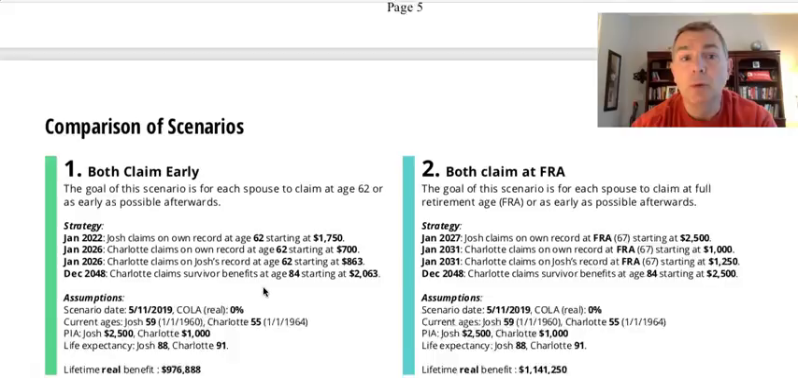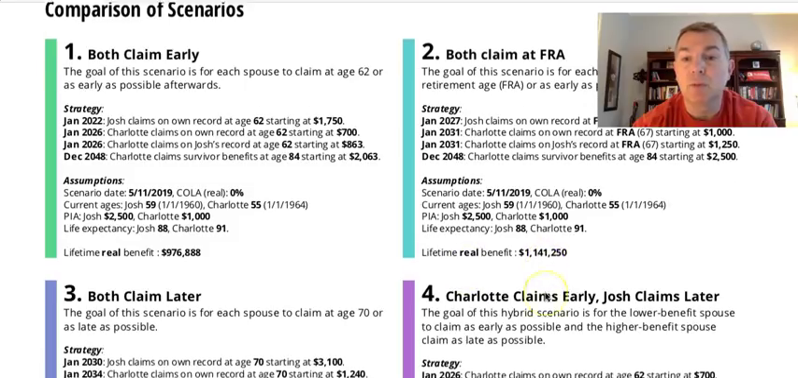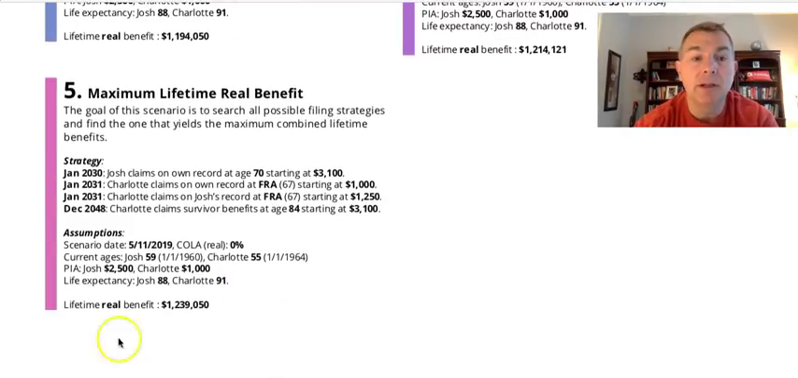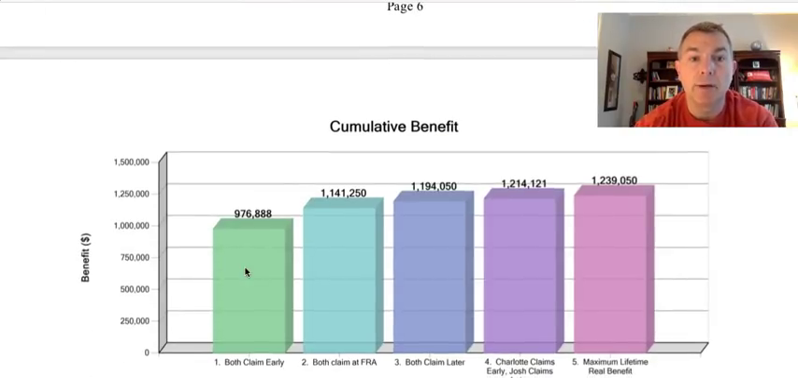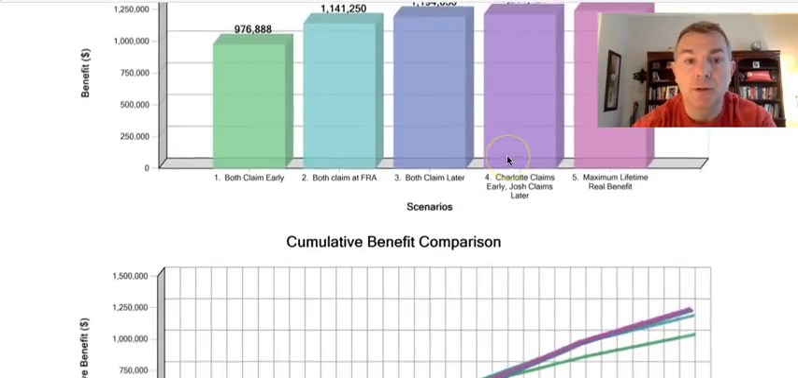And again, this is what you would get. So you get the scenarios we just talked about. First thing I like to do is show the real lifetime benefit: 976, 1.14 million, 1.214 million, 1.194 million, and this one I like the best right here, and I'll share with you why in just a second. Cumulative benefits, and we just talked about that, but as a visual, it's pretty cool, man.